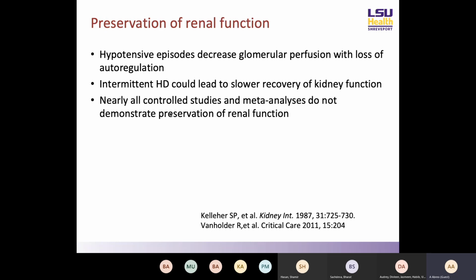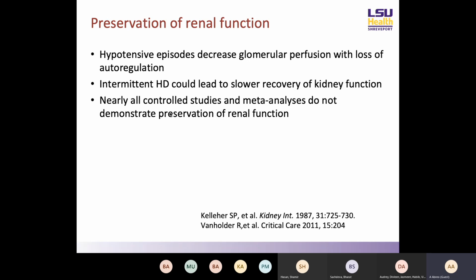When they looked at preservation of renal function, they didn't find any benefit. You would think that you would, the theory being that you have less hypotension, so you're perfusing the kidney better, and that you're able to recover from AKI sooner with CRRT.